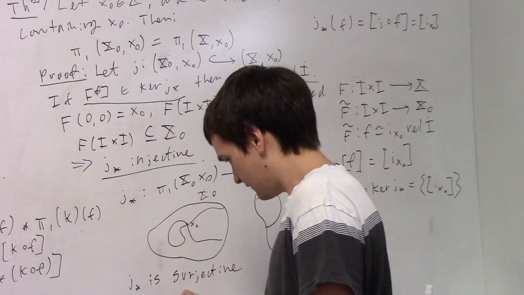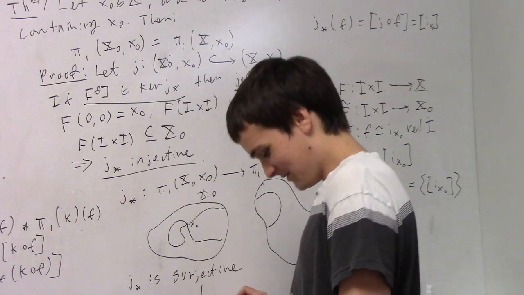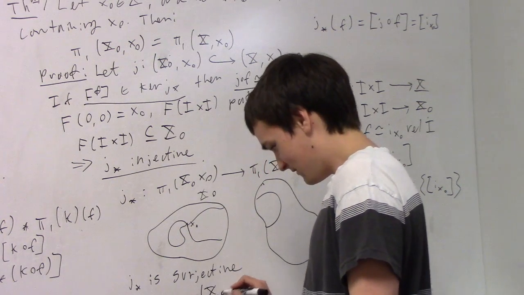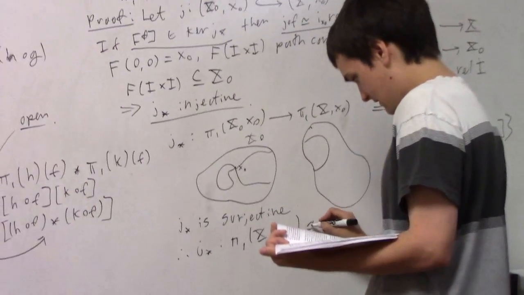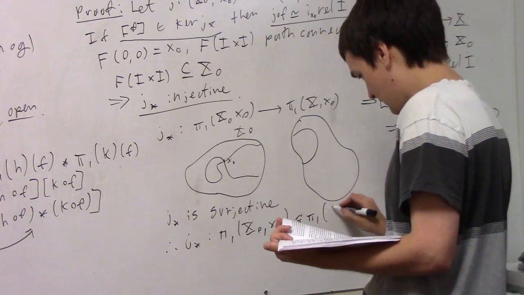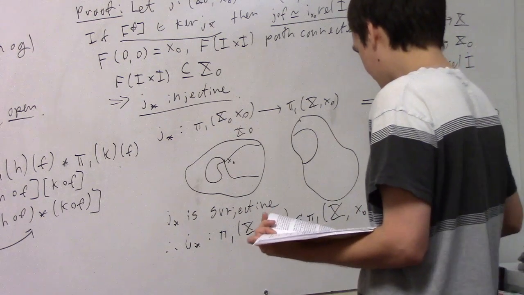Therefore, J star is witness to the isomorphism between pi 1 of x naught at the point x naught and pi 1 of x at the point x naught.